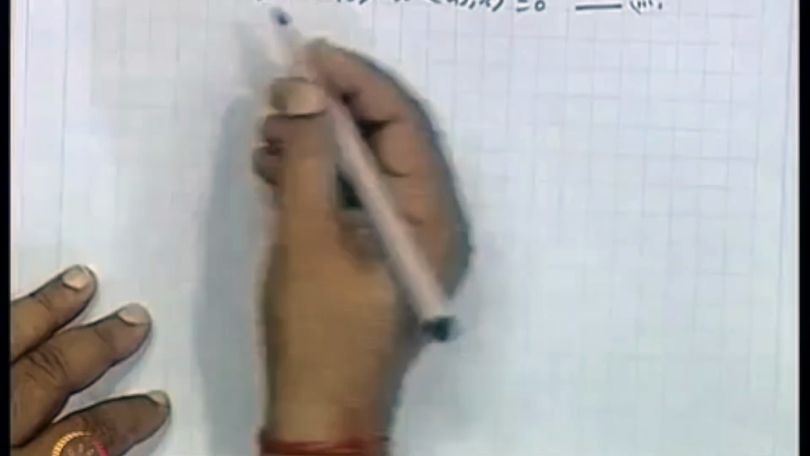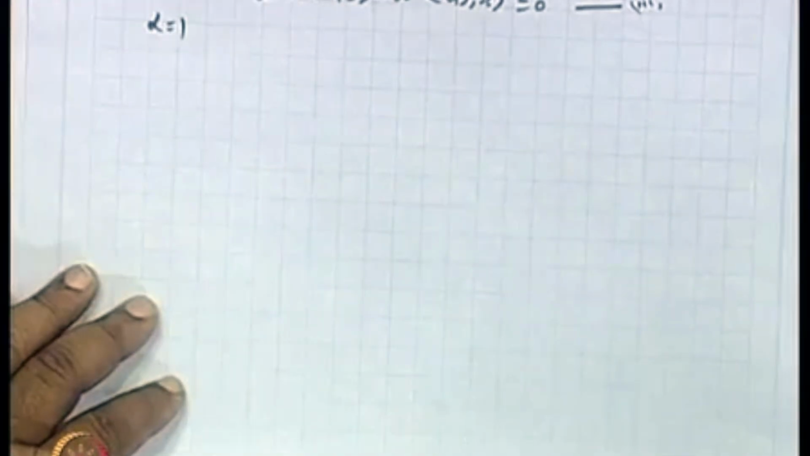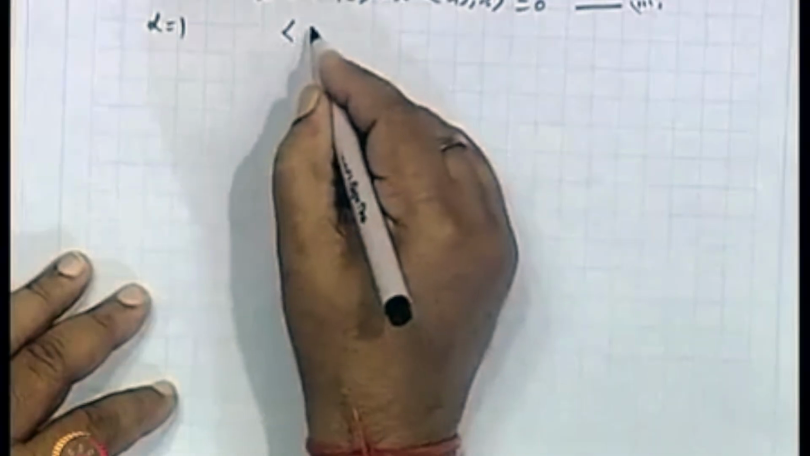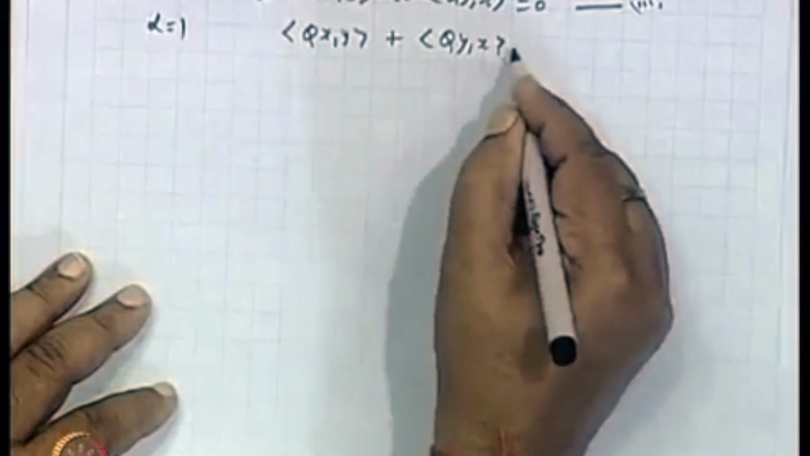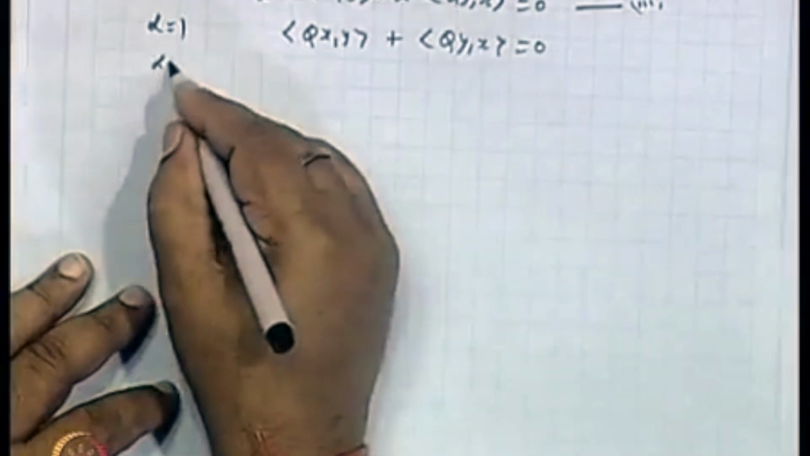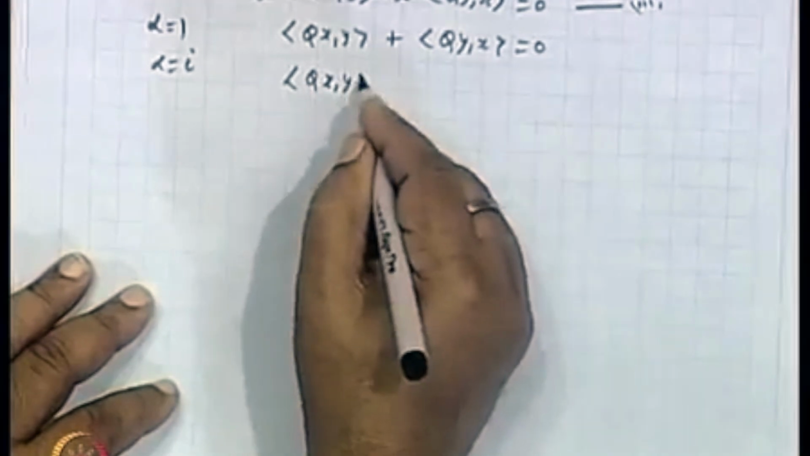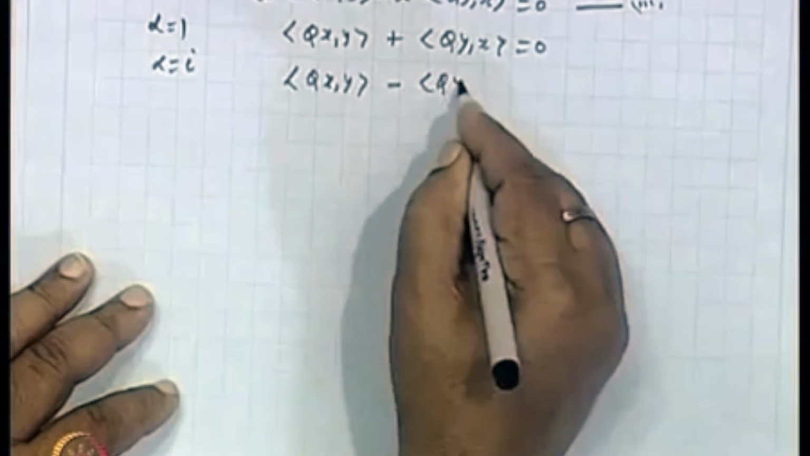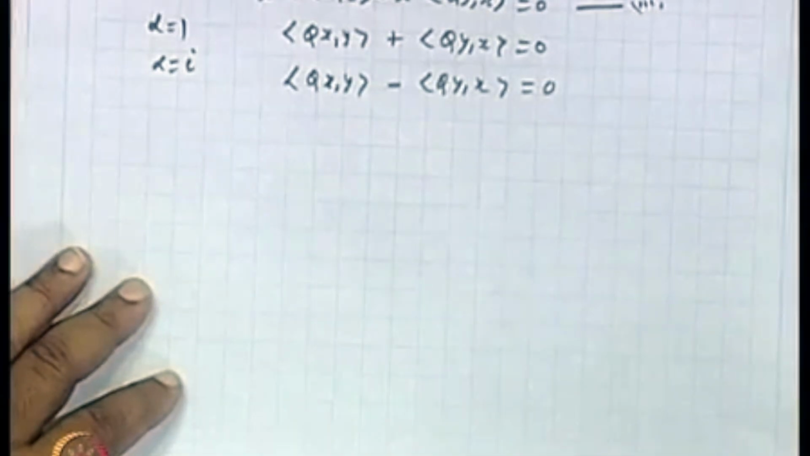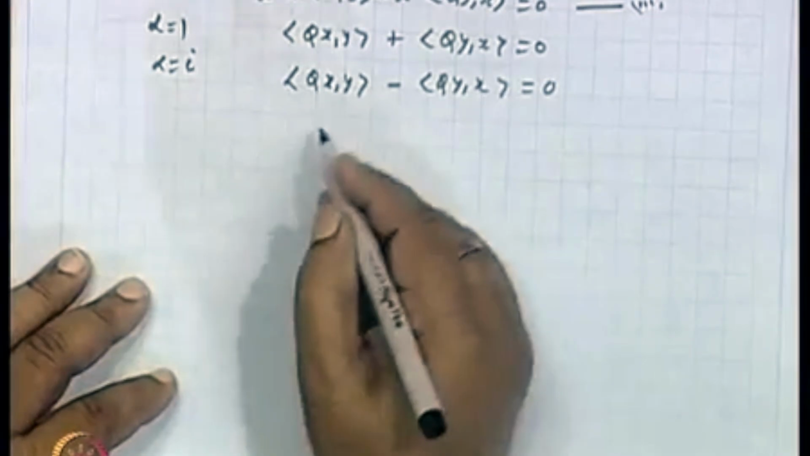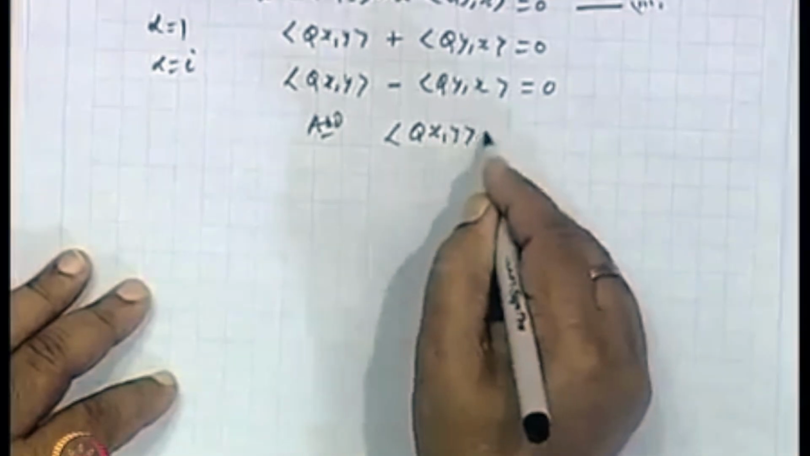Now, because alpha is a complex quantity, take alpha to be 1. So what we get is the inner product ⟨Qx, y⟩ plus ⟨Qy, x⟩ is 0. And when alpha is equal to i, what do you get? ⟨Qx, y⟩ minus ⟨Qy, x⟩ is 0, because i gets cancelled. Alpha conjugate means minus i. So therefore, if I add, then what we get is ⟨Qx, y⟩ is 0.